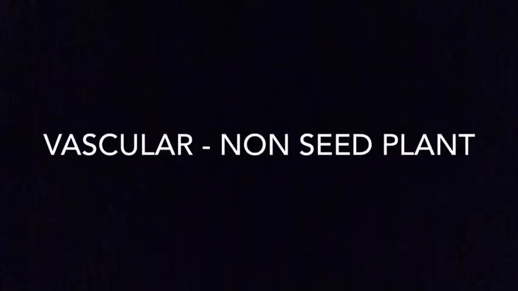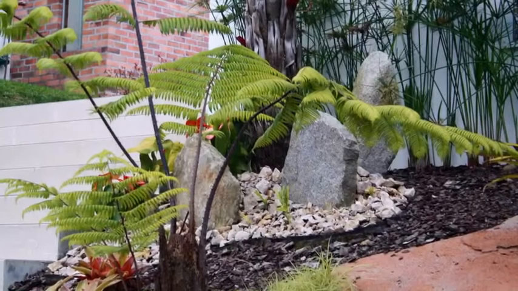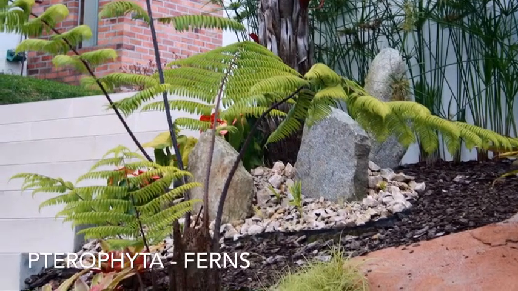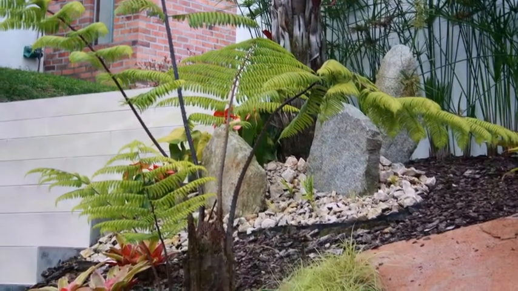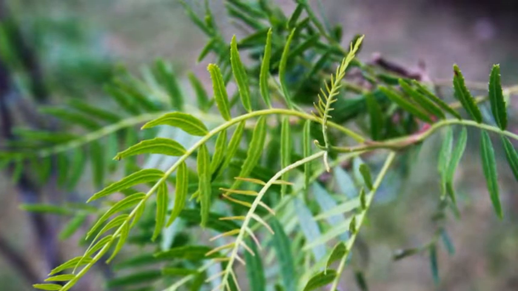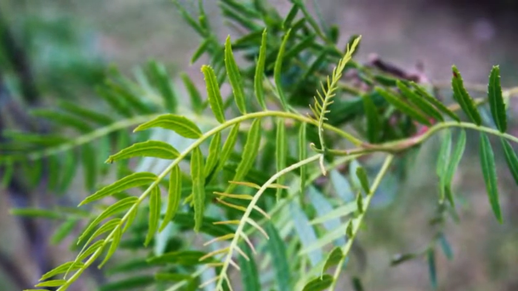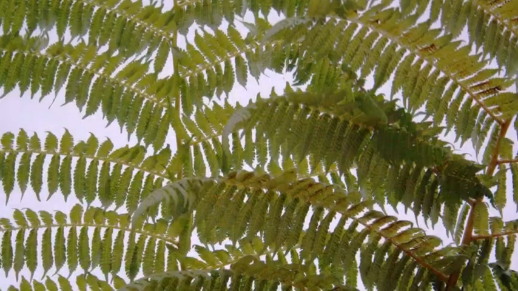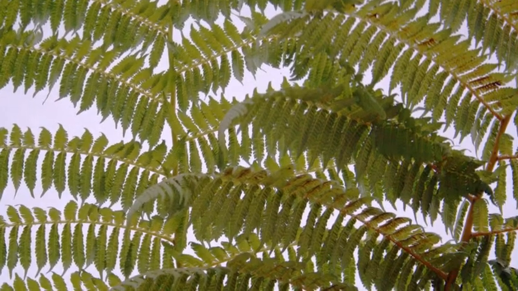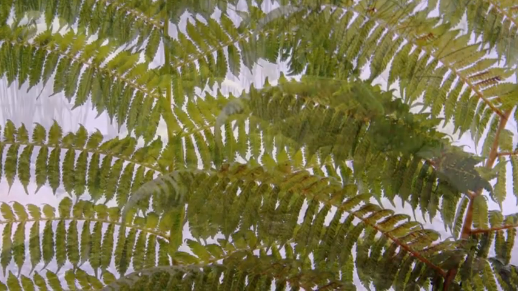Vascular non-seed plants are plants that have a vascular tissue but don't reproduce by seeds. In this video we are going to look at one of the types of plants, which are the ferns, that are part of the division Pterophyta. The ferns have a vascular tissue which is located in the stem. This tissue allows them to deal with gravity.